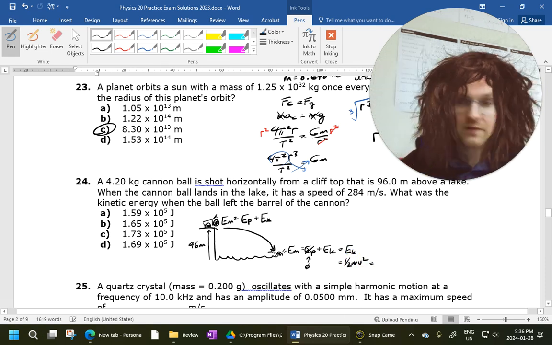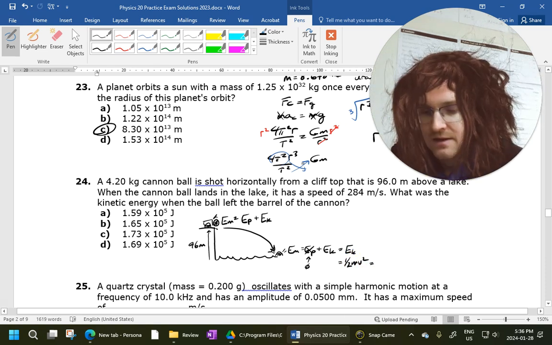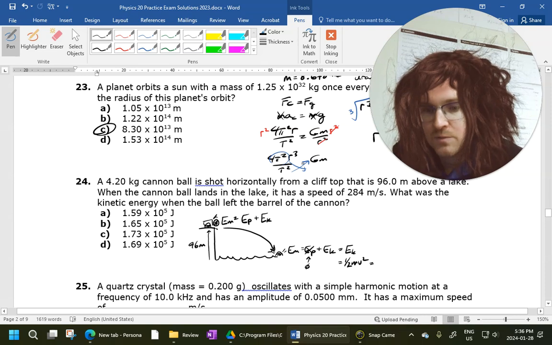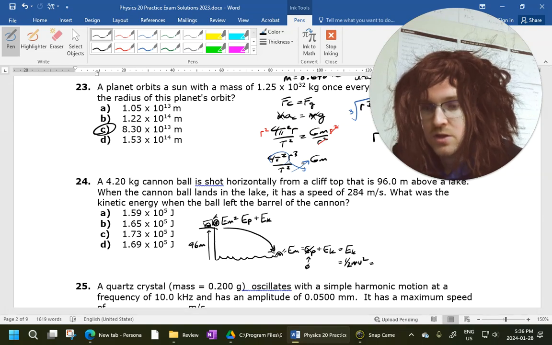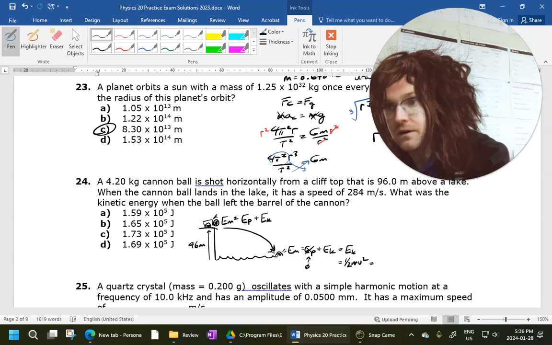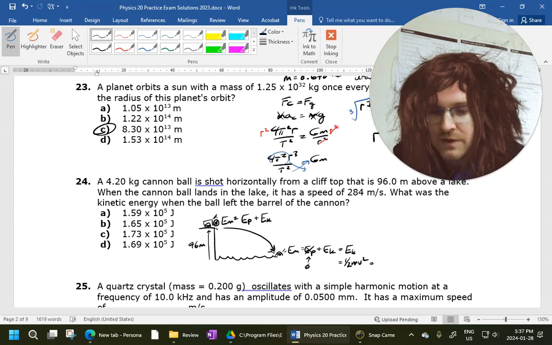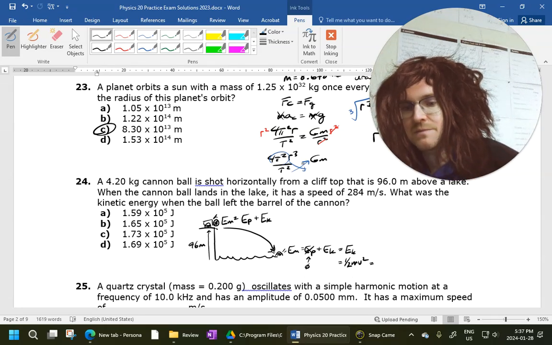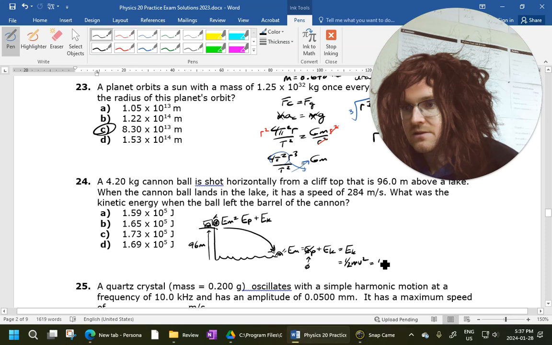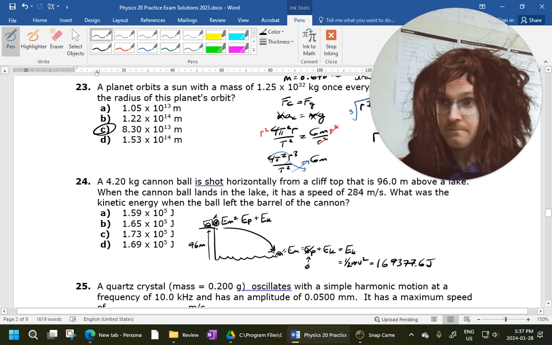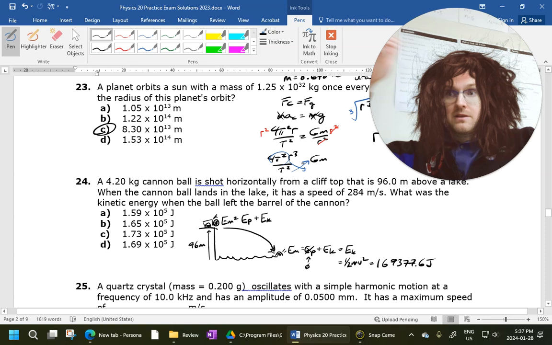So really, the only EM I have down here is kinetic energy, which I can calculate using 1/2 mv squared. So let's just calculate that really quickly because we had that information. So 1/2 times the 4.2 times the 284. This is the speed at which it hits the water. It's going to hit the water at an angle, but I don't really care about that. I'm just worried about its speed when it comes to this formula anyway. So at the bottom, it's got 169,377.6 joules of energy.